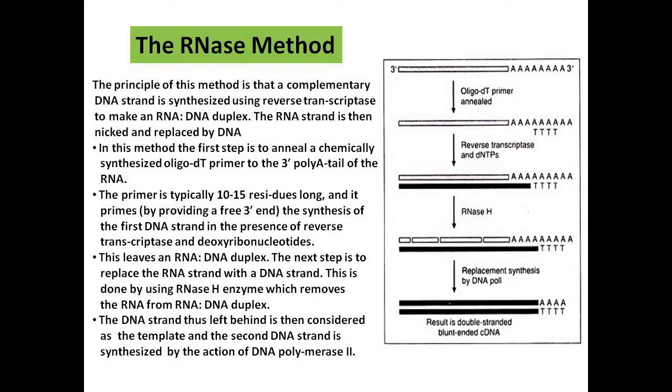In case of the RNase method, the principle is that the complementary cDNA is synthesized using the reverse transcriptase enzyme to make an RNA-DNA duplex. Now, this RNA strand is then nicked and replaced by DNA. So the first step is to anneal a chemically synthesized oligo T primer to the 3' poly A tail of RNA.